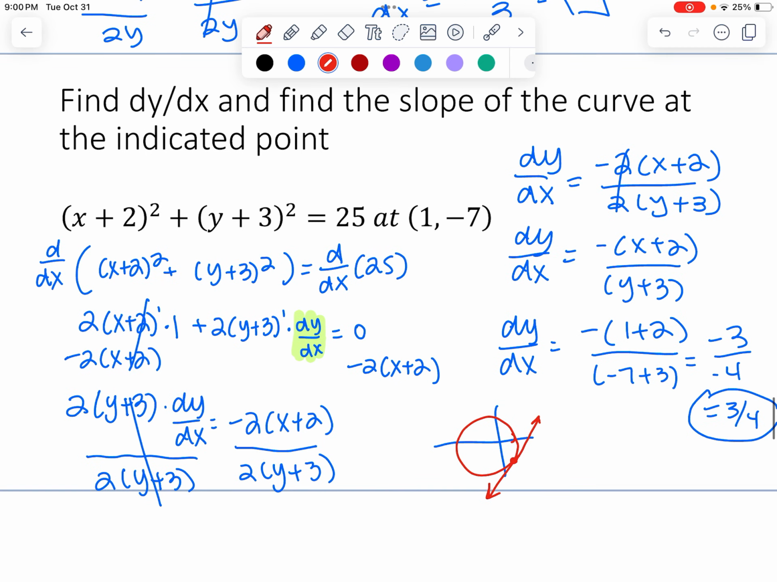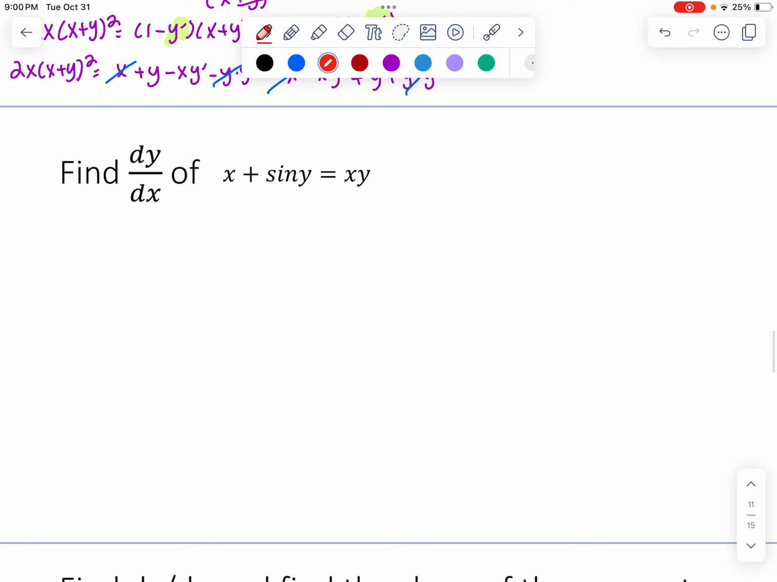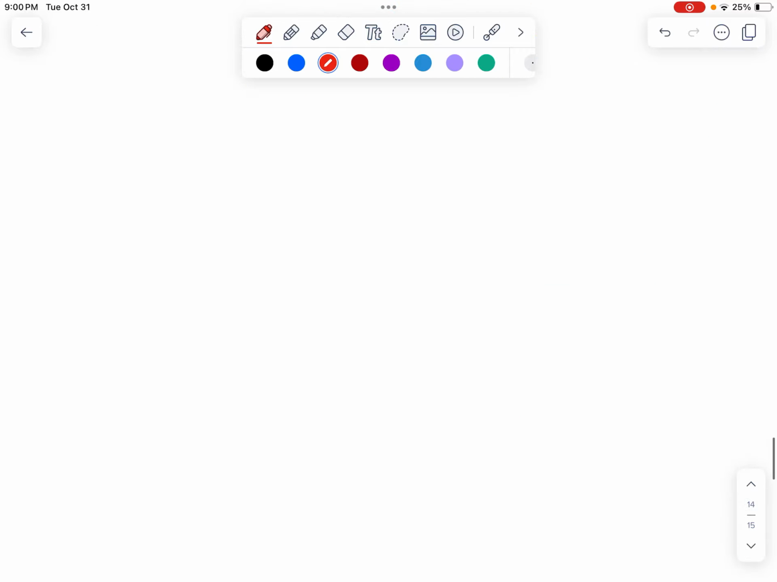We did implicit differentiation. If you really are just bored and you want to do more problems, feel free to do this one. And I'll tell you what the answer is later. But you can stop there. Good job for your hard work today.